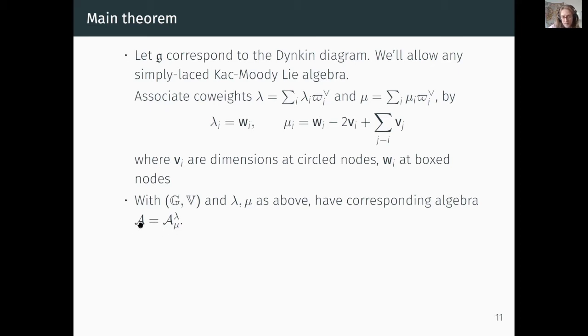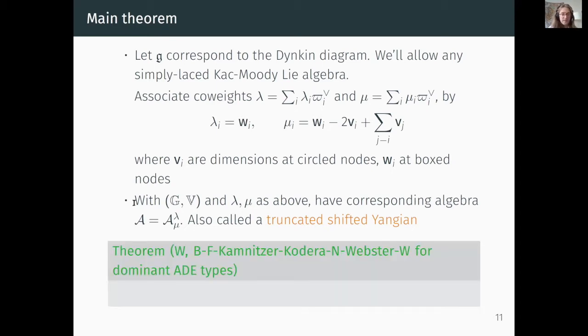So I'm going to call the corresponding Coulomb branch to this data A lambda mu. And so this is what's sometimes called a truncated shifted Yangian. The reason for that is the following theorem, which says that for the same mu, there's a surjective map of algebras from a shifted Yangian to this Coulomb branch. This is something we proved, me and a whole bunch of co-authors in the appendix to a paper of BFN. Here they are, but we did this in the dominant ADE types, finite ADE. And I've been able to extend that to all simply laced Kac-Moody. So it's a general statement describing this map of algebras.